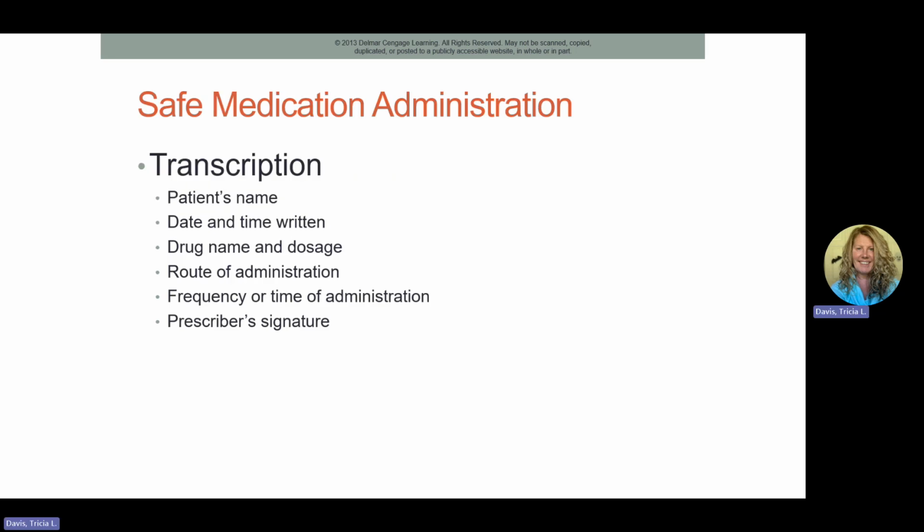Okay, so when we are getting medication transcribed, again, we want to know the patient's name, the date and time when it was written, the drug name and dosage, the route of administration, the frequency or time of administration, and the prescriber's signature.